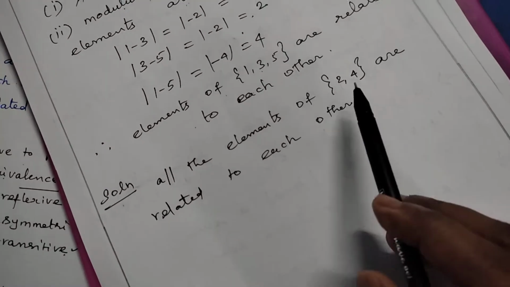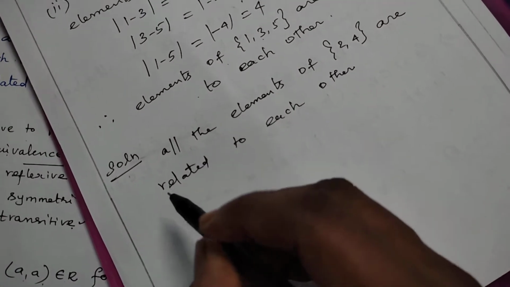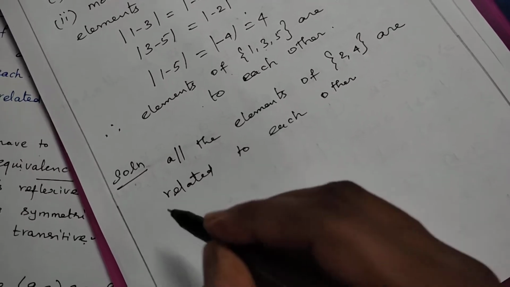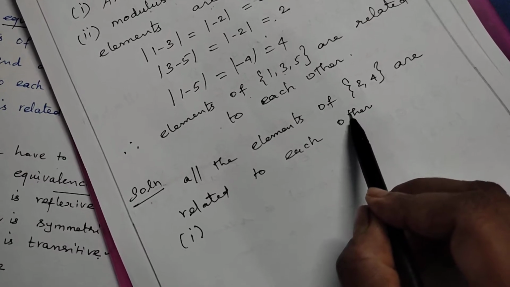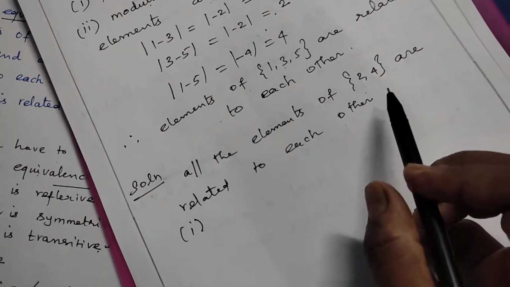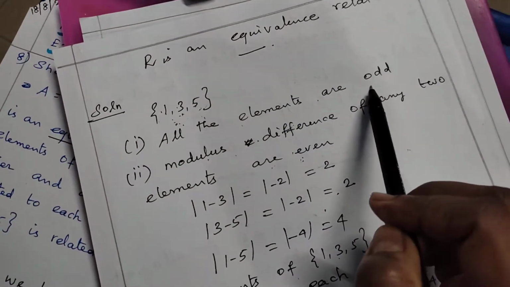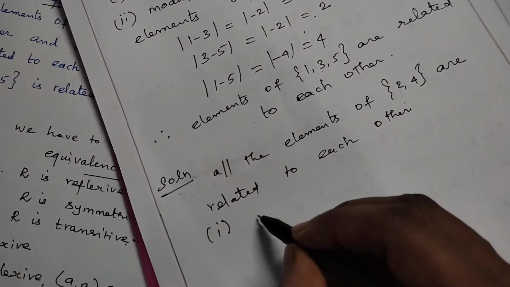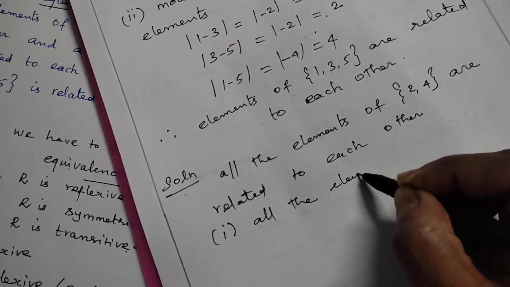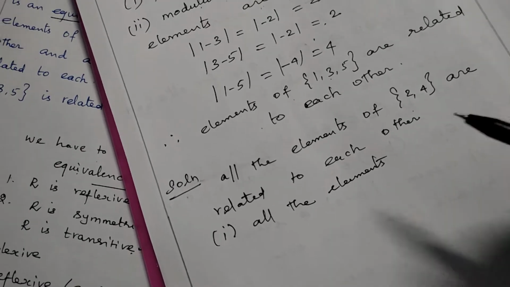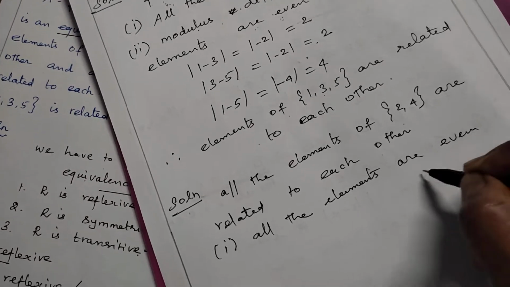From this set {2, 4}, what do we observe here? The first thing is that all the elements in this set are even. In the previous set, all the elements were odd numbers, but here we observe that all the elements in this set are even numbers.